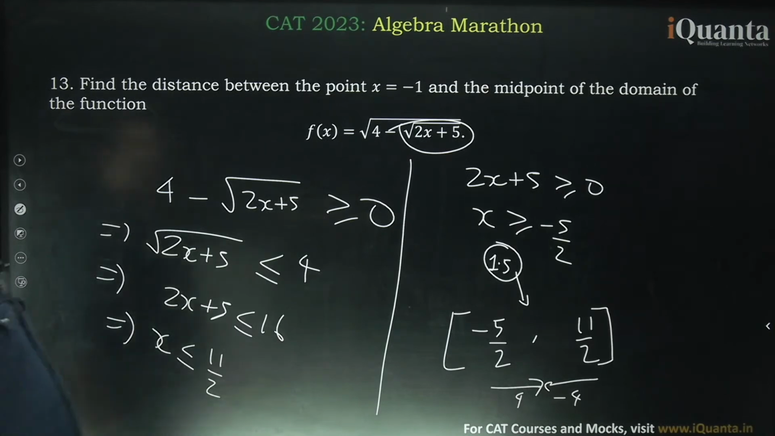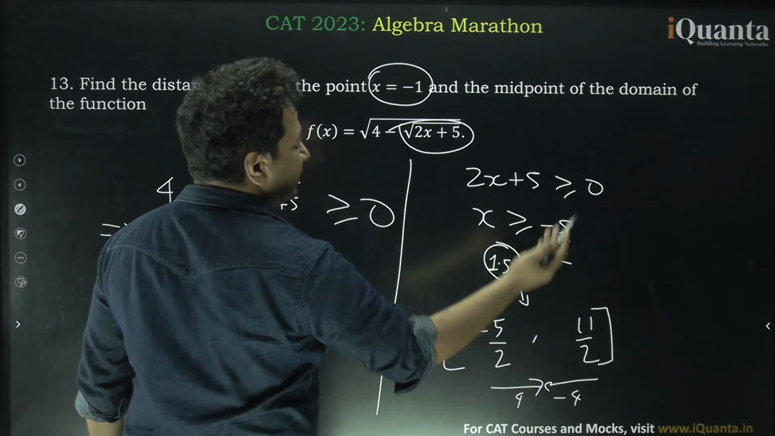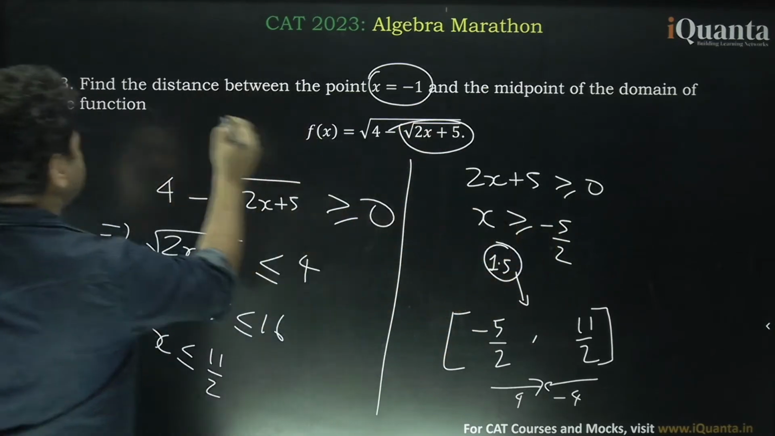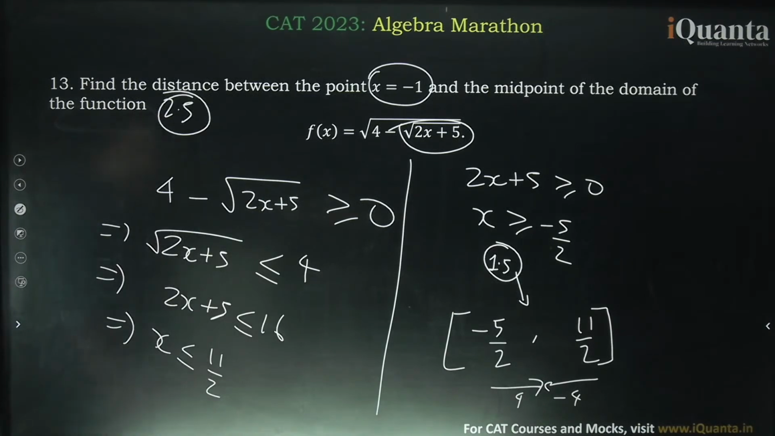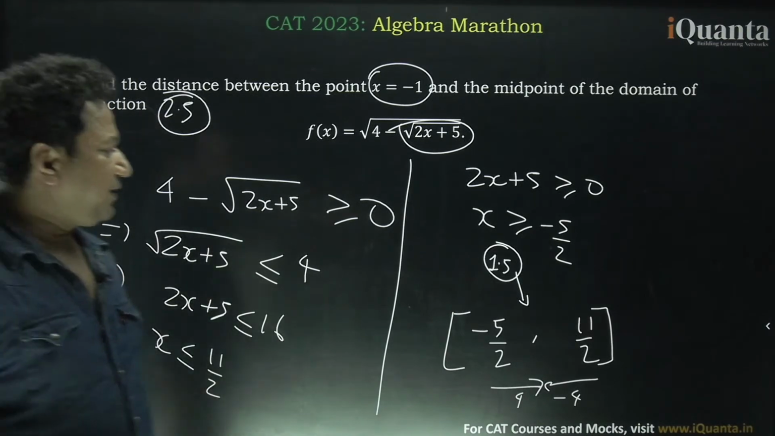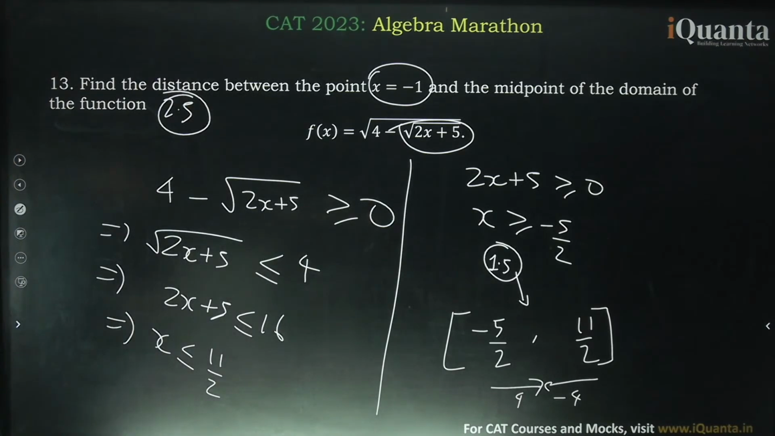The question is asking from point x equal to minus 1 to 1.5, what is the difference? So minus 1 to 1.5, difference is 2.5, that is the distance. So 2.5 is the correct answer over here. This question is not difficult. The problem is that people can mark 1.5 also. That is the main problem here.